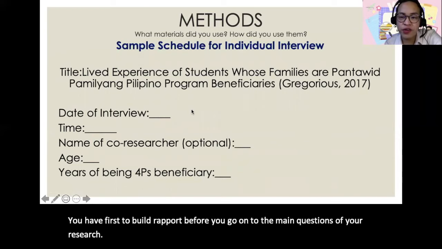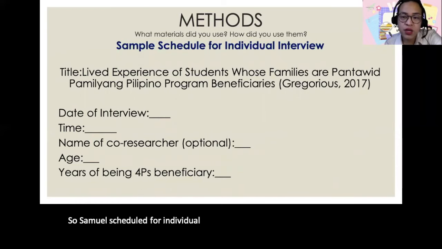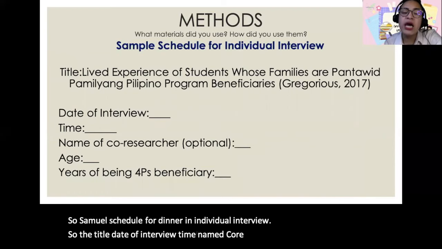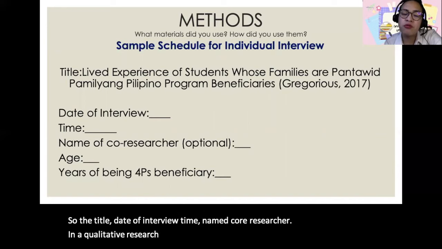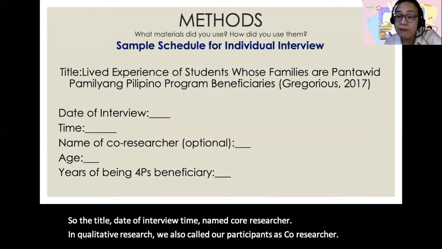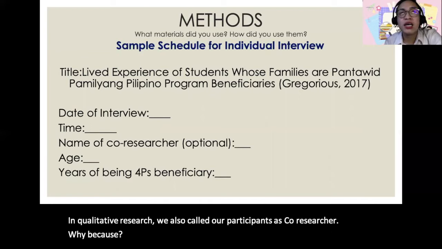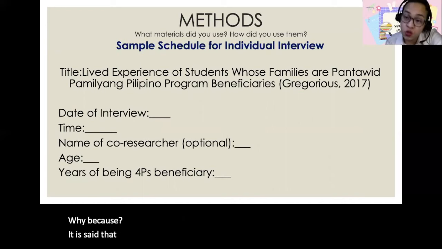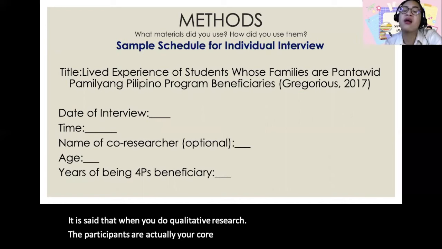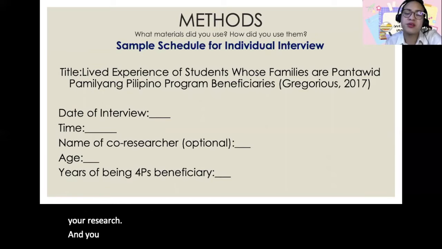So, a sample schedule for individual interview. So the title, date of interview, time, name of co-researcher. In a qualitative research, we also call our participants co-researchers. Why? Because it is said that when you do qualitative research, the participants are actually your co-researchers because they are also part of your research. And you are part of them. Age, years of being a 4Ps beneficiary.